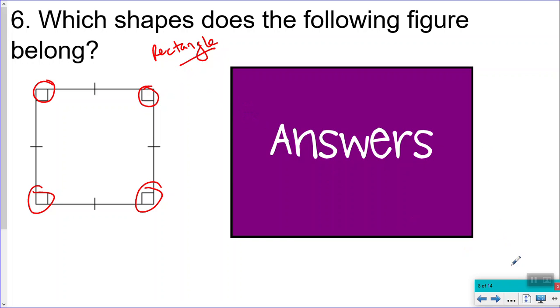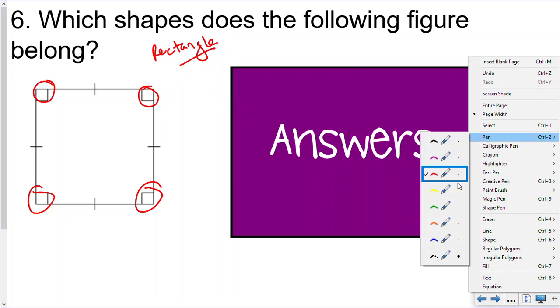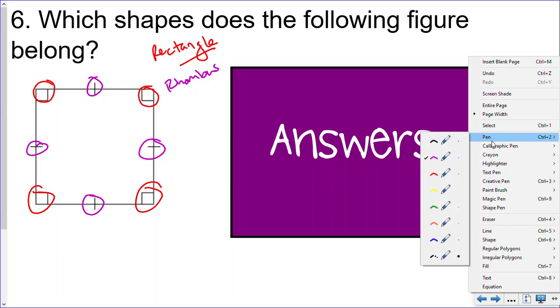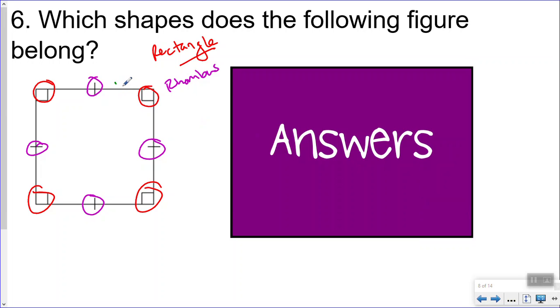The next thing I notice is that all of my sides have the same length. Whenever that happens, that means that this shape is a rhombus. The next thing I notice is that I have 2 pairs of parallel sides. The top and the bottom run parallel, and the left and the right sides are parallel. So that means that this is a parallelogram as well.